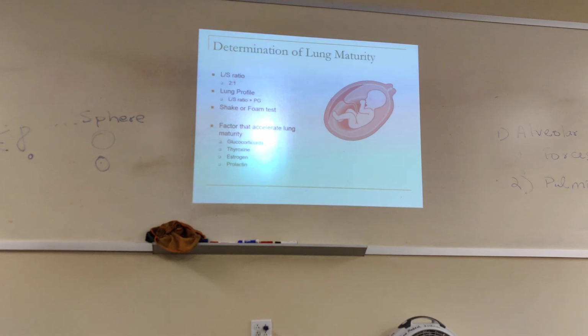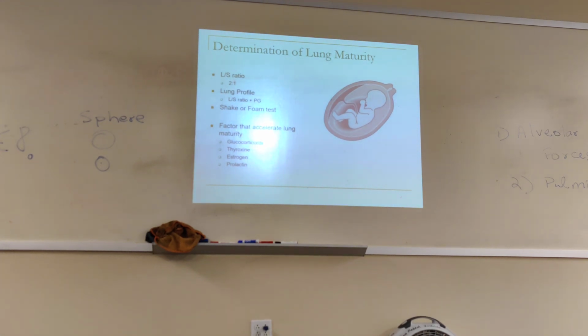Okay? All right, so the next thing that we can do to determine lung maturity is what they call the lung profile. So what we do there is we are going to draw amniotic fluid. We are going to make sure that there is normal LS ratio, the level of the lecithin is twice the sphingomyelin, plus we have the mature type of surfactant in the amniotic fluid, which is the PG, phosphatidylglycerol. So if we have those two, normal LS ratio and PG, that is called lung profile.